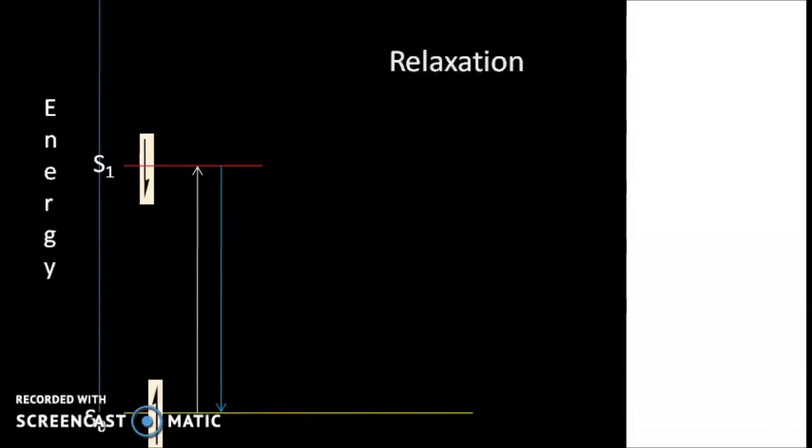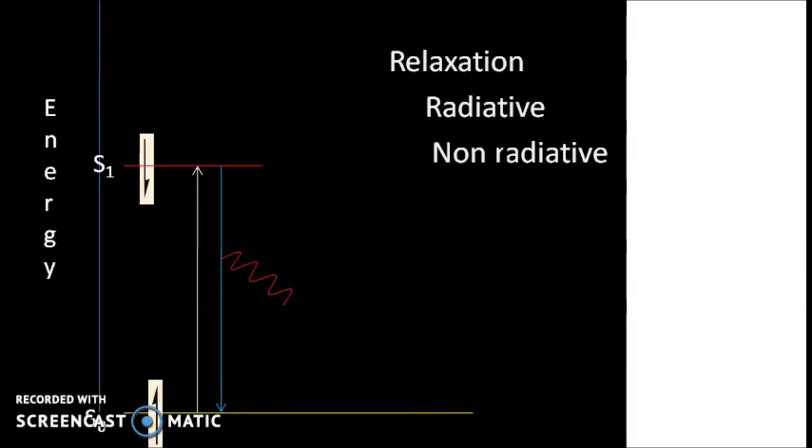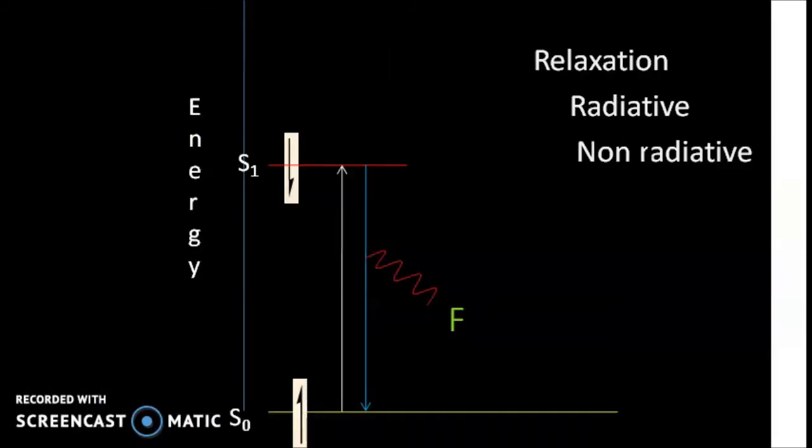Alright, now relaxation can be in two ways, radiative relaxation and non-radiative relaxation. When there is emission of radiation, we call it radiative relaxation. When there is no emission of radiation, we call it non-radiative relaxation. Now, as soon as the electron comes down to the ground state, with the emission of some amount of energy, that's called phosphorescence. Okay?